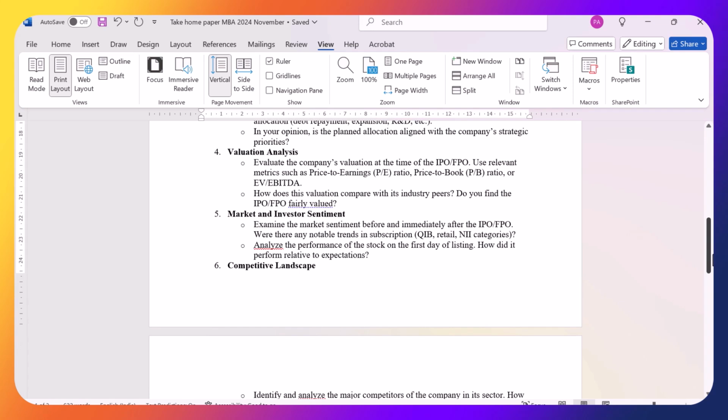Okay, fine. Fifth one. Then we have the market and investor sentiment, where we have to examine the market sentiment before and immediately after the IPO and FPO. Were there any notable trends in subscription, QIB, retail, NII categories? And then the other question is analyze the performance of the stock on the first day of listing. How did it perform relative to its expectations?